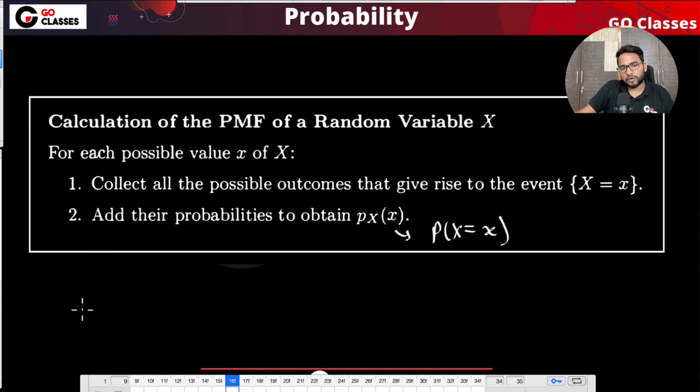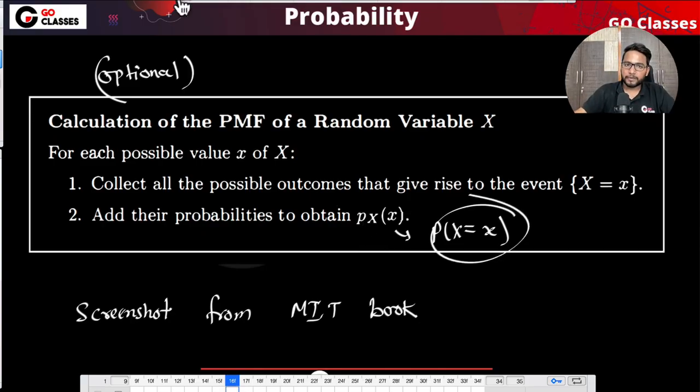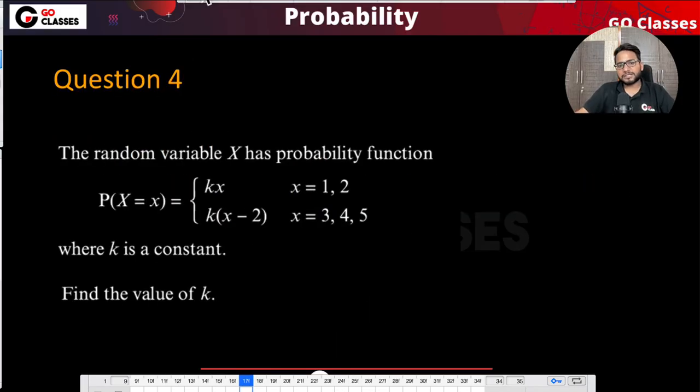So this is a screenshot that I have taken from the MIT book. Cool, I hope you understood. Anyway, this is optional. You do not need to understand if you have not understood, that's completely fine. It is just saying: collect all the possible outcomes and add their probabilities to get this probability, right? Now let's see this question.